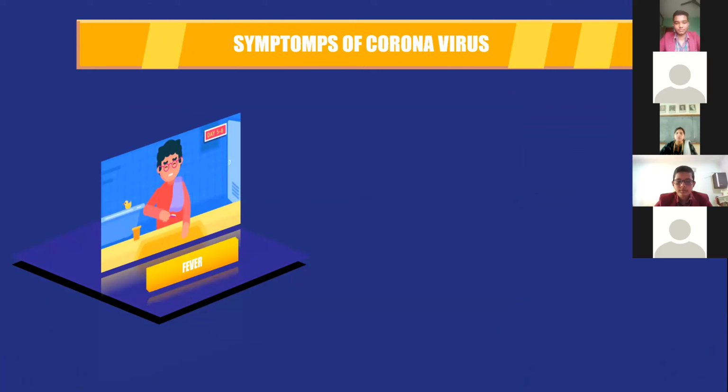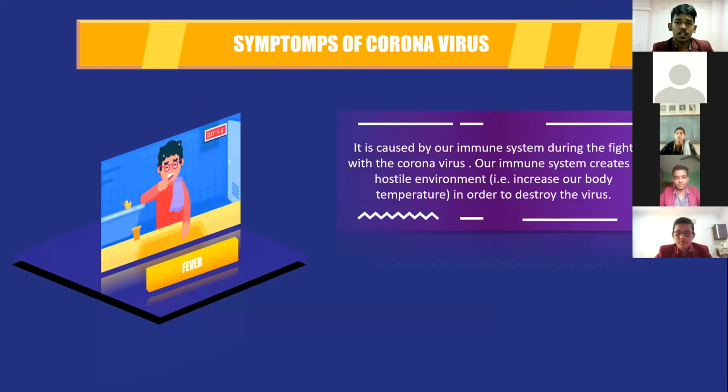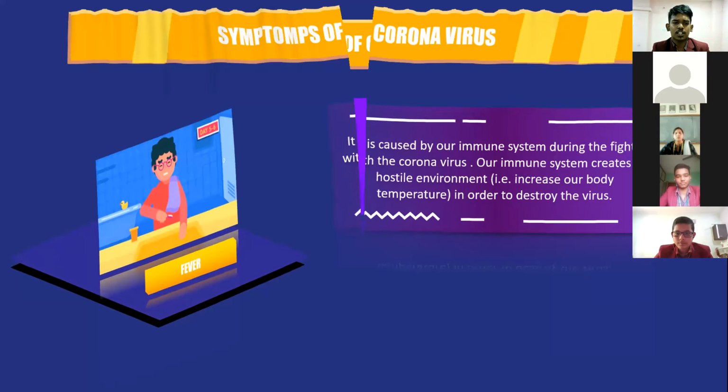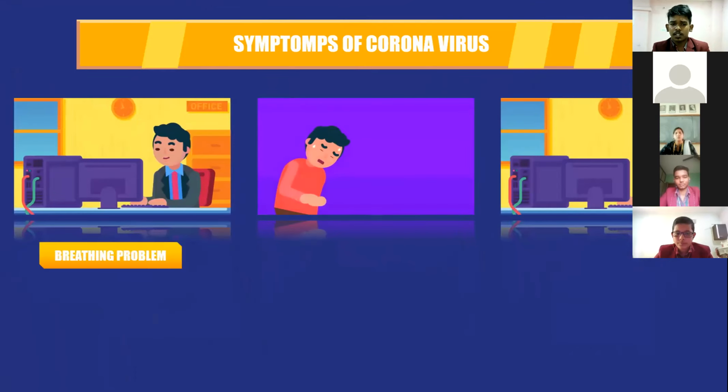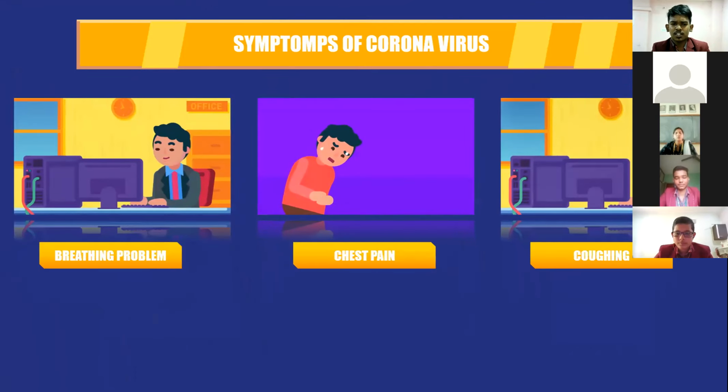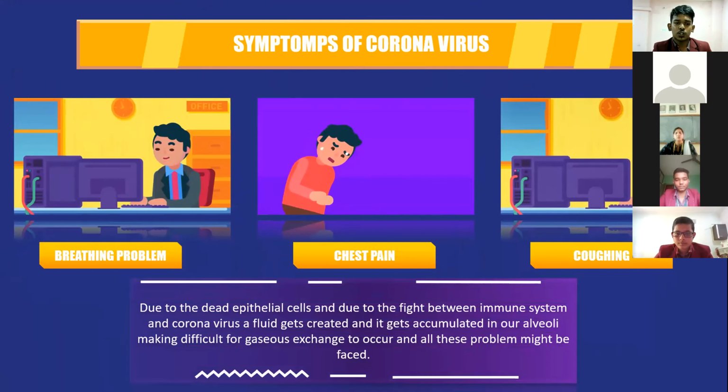Fever. The main cause of fever in our body is our innate immune system. During the fight with coronavirus, our immune system knowingly increases our body temperature in order to kill the virus, and hence makes us sick. The other three common symptoms of the virus include problems while breathing, chest pain, and coughing. The reason behind these three is quite similar. It is due to our destroyed epithelial cells and the fight between our adaptive immune system and coronavirus. Fluid accumulates in our alveoli. It blocks the gas exchange in our alveoli, creating the above three problems. If the amount of fluid is high, then a person might even choke to death.